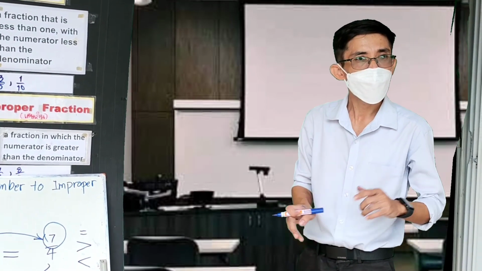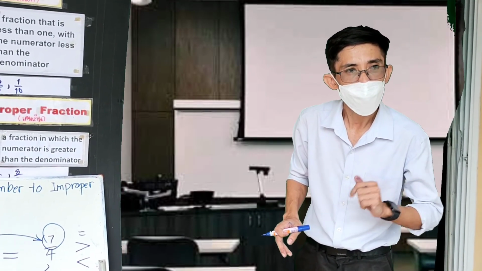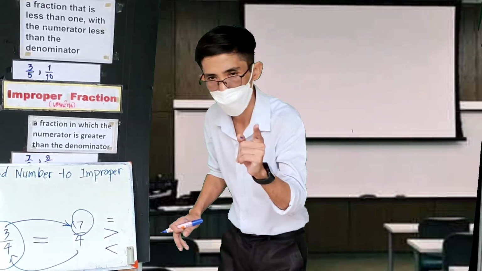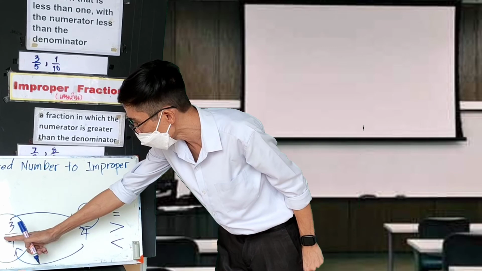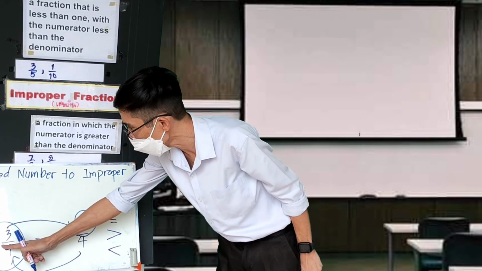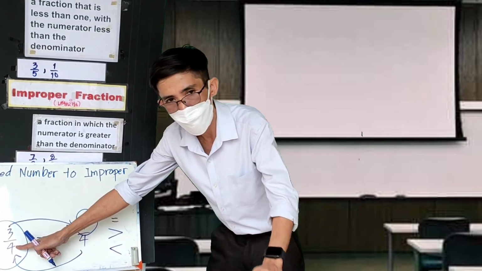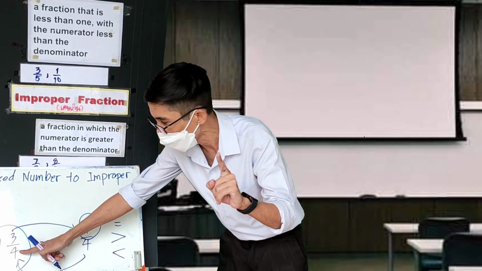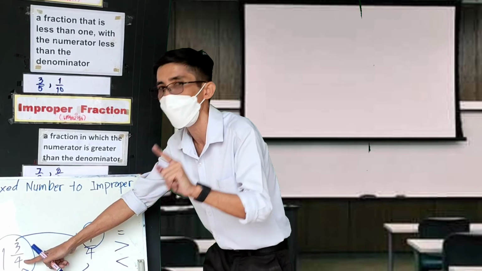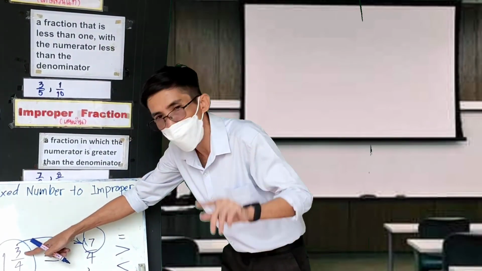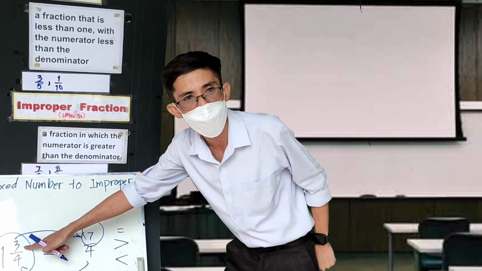Okay. What is your answer? Okay, very good. That is correct. We need to multiply the whole number and the denominator. So we have 1 times 4, which is equal to 4. And then, how can we get 7? Yes, we need to add 3. We need to add the numerator to the result.